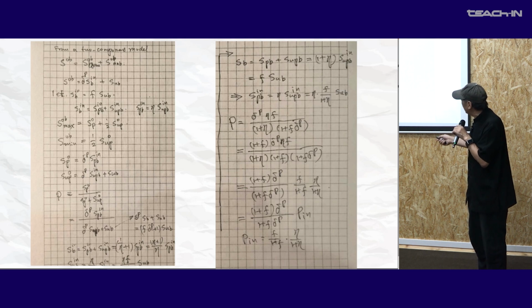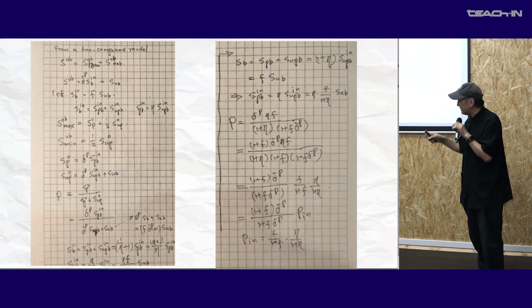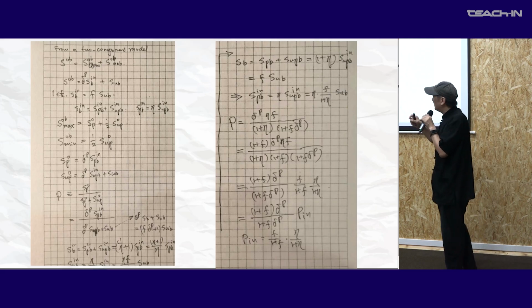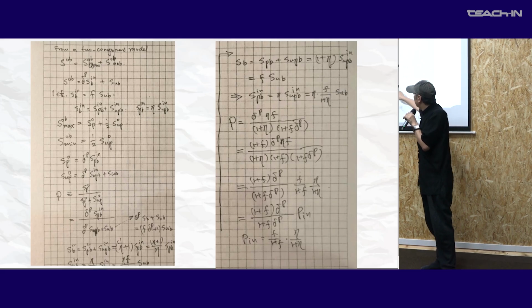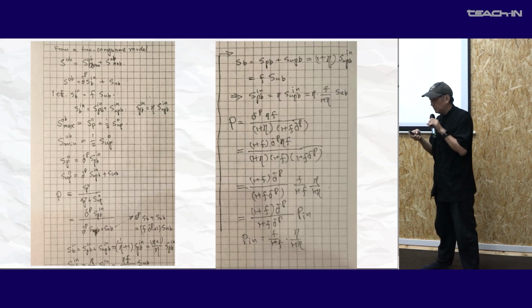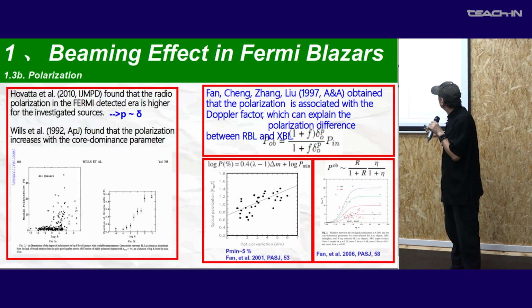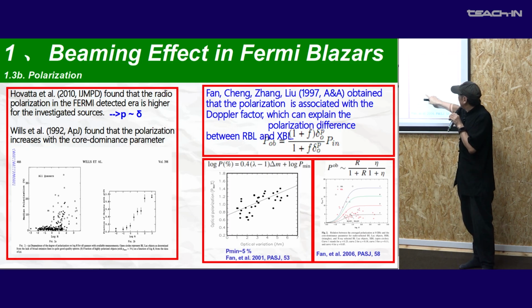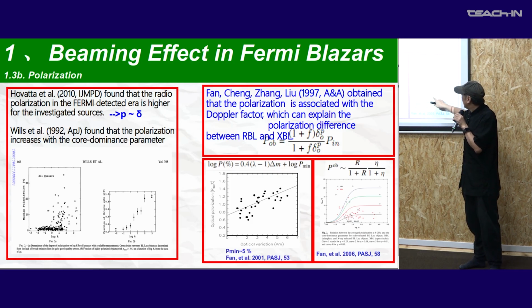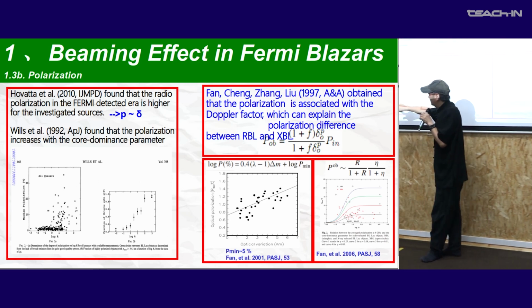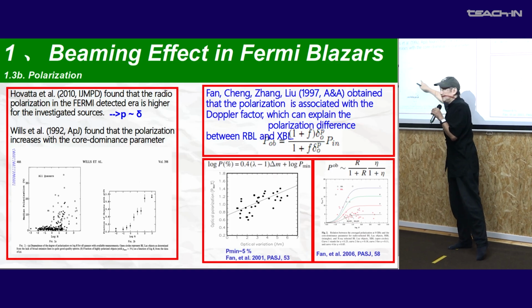From this relation, we can get that the polarization is also associated with the core dominance parameter. F delta to the power p should be the core dominance parameter. So we can get that the polarization is associated with the core dominance parameter. This is our result, just like the observation result of Wills. So I think this can be just like this one.